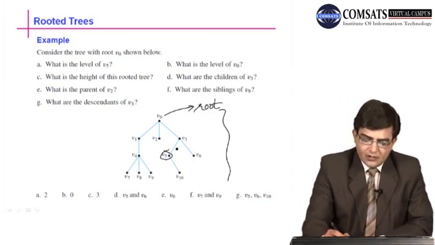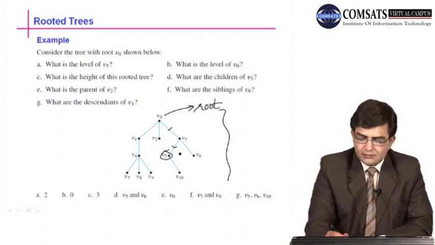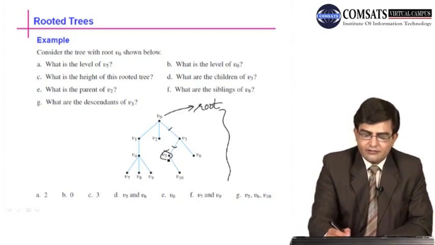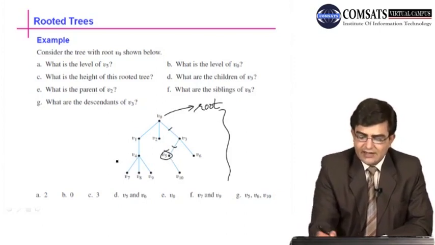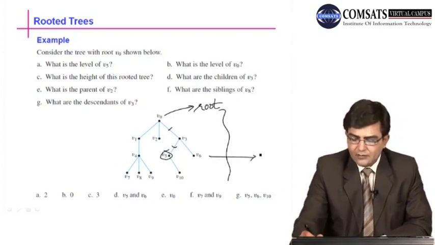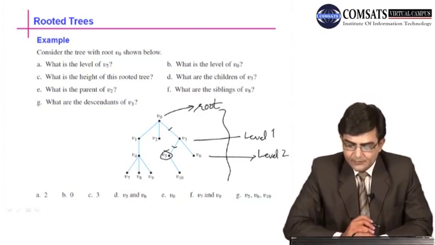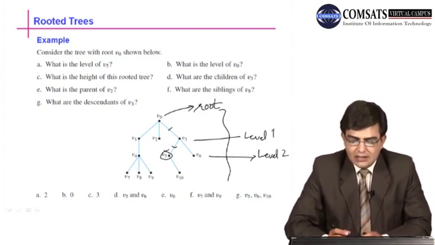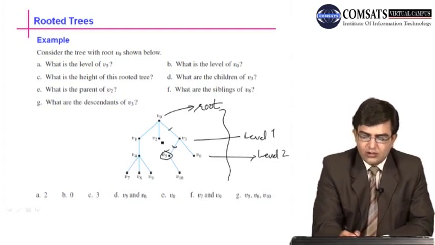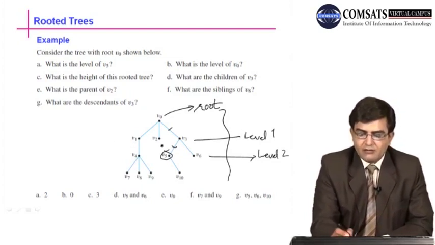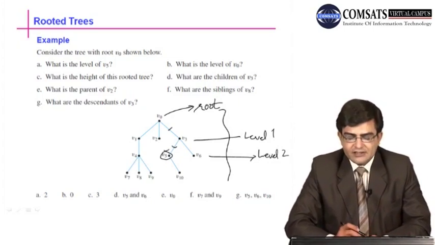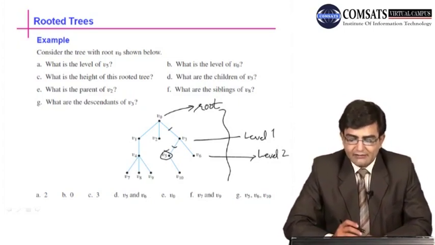So we have 1, 2 edges. v5 is 2 edges away from v0, therefore v5 is at level 2. So all these vertices are at level 2. So this is level 1, as we have discussed in the definition, because these vertices v1, v2, v3 are all 1 edge away from v0, therefore this is level 1.